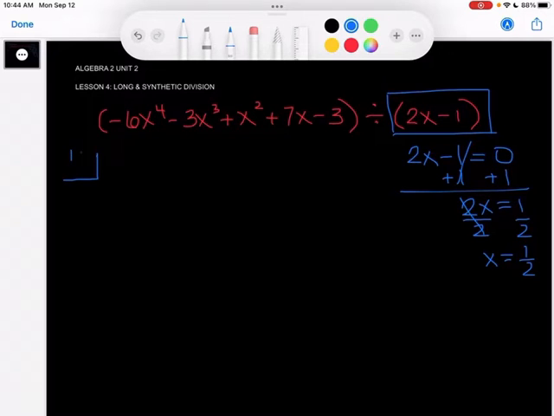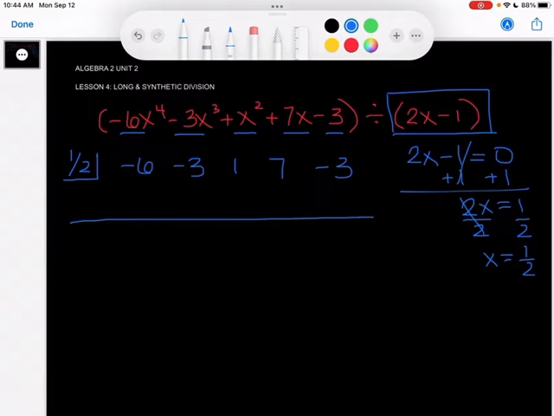And then we need to look at the coefficients of all the terms here, and if anything was skipped, if it went from x to the 4th to x squared and skipped x cubed, you'd have to put a 0 as a placeholder. But we don't have that here. So I've got a -6 for x to the 4th, a -3 for x cubed, a 1 for x squared, a 7 for x, and a -3 for the constant. And then I'm going to draw a line right here and leave space in between.